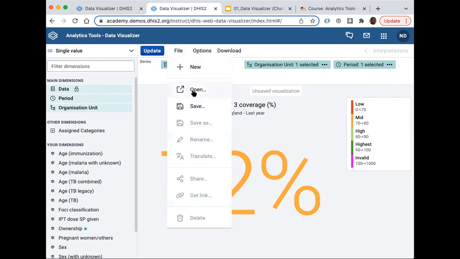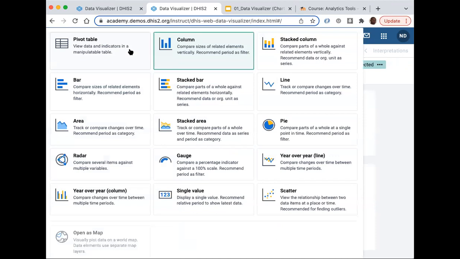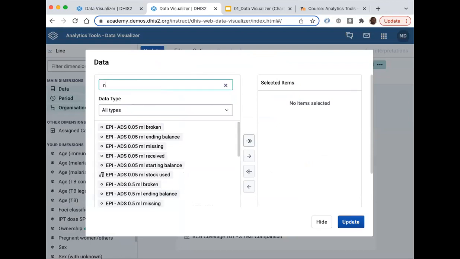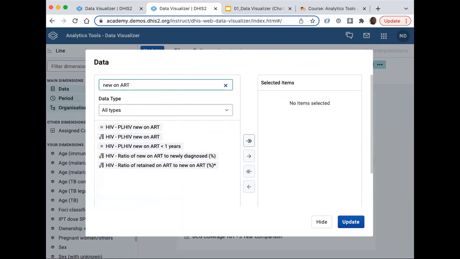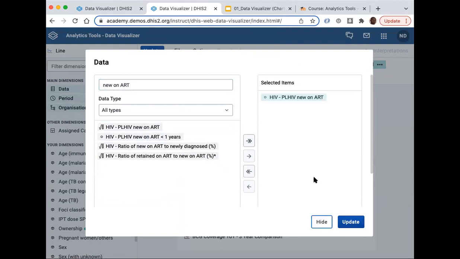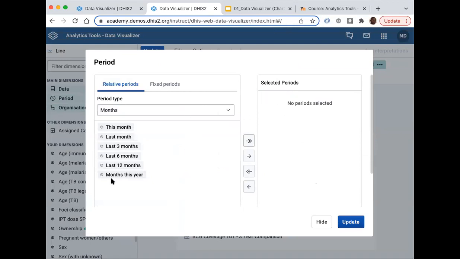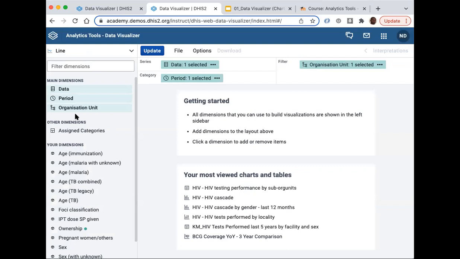Okay, so I will refresh this and start a new one. Again, I will use a line graph to demonstrate this, and I will look for data around people living with HIV, newly on ART. So I'll come here and say newly on ART. That will also give me the numbers. So it's people living with HIV, newly on ART, the number, not the percentage, not the indicator. So I can hide that. Then I'll go to the period. I look for the last 12 months. I want to see the cumulative numbers for the last 12 months, so I hide that. And again, I want it for my whole training land, or for a different region, for a district, for a given group of facilities. But for this, let's use our training land, and then I will update.